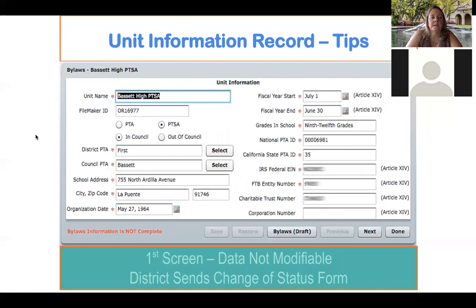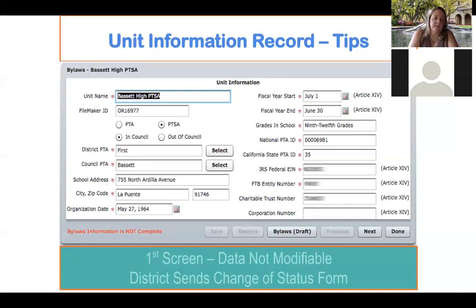So this is the screen that you would see when you first open it up. It gives you the unit information. Most of these would be pre-populated for you. And if you need to change any of these things, for example, if your school used to be a K6 and now it's a K5, you won't be able to change that in here, but we can get that changed for you. So you let me know.